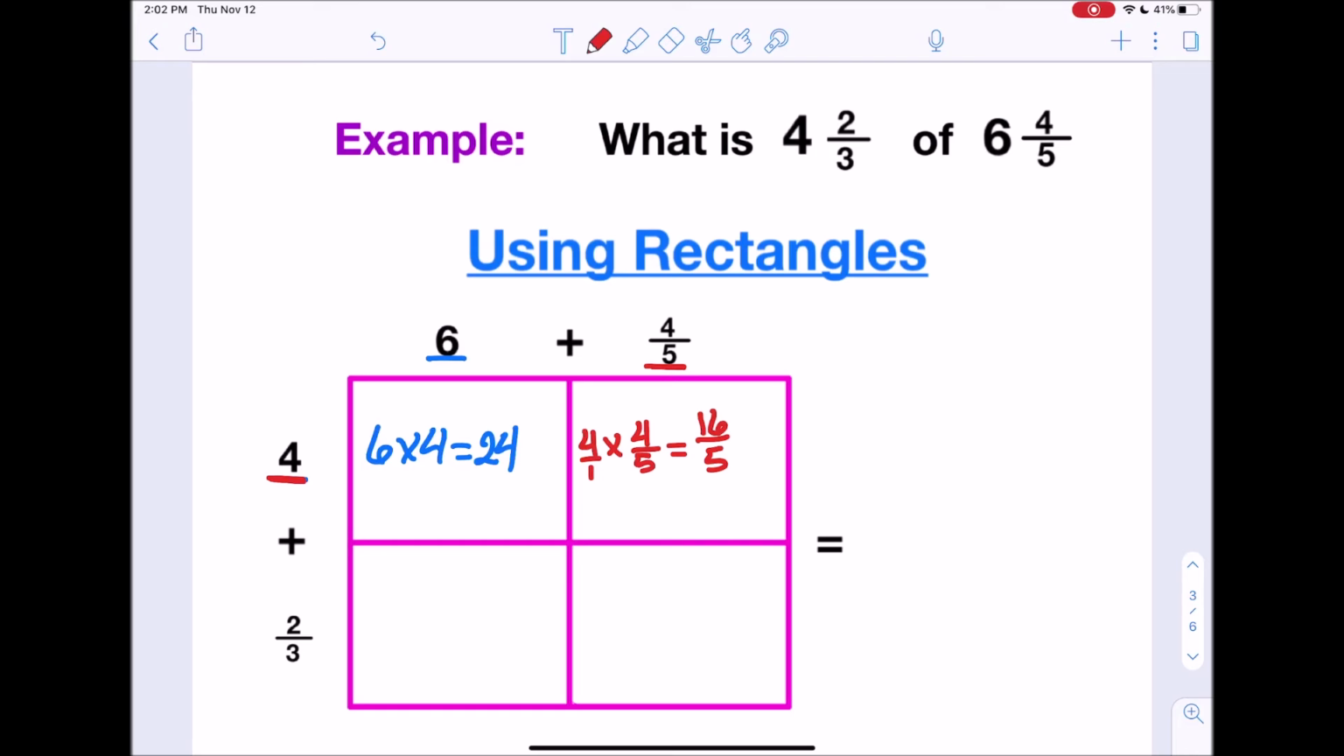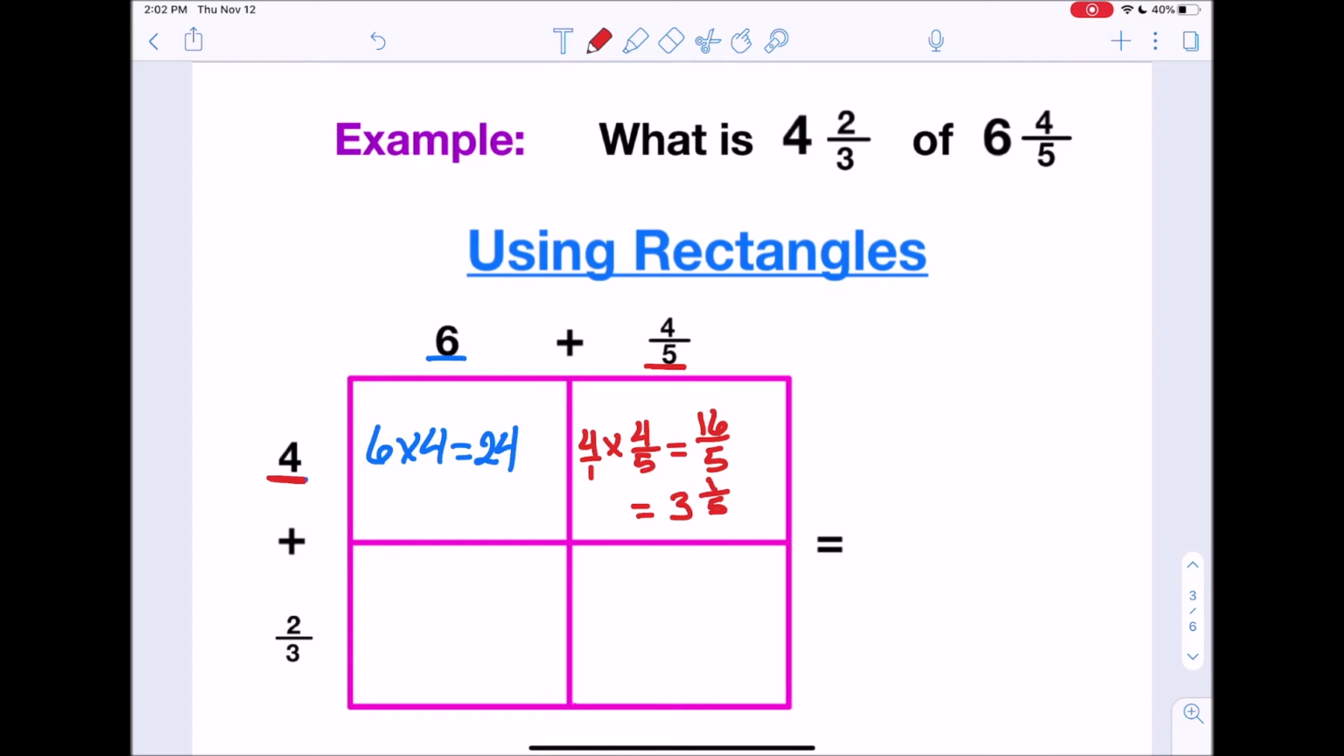Okay, now 16/5, we can leave that for now, but since it is an improper fraction, we're going to have to simplify later. Maybe we should simplify now. 5 goes into 16 3 times, which is 15, and you get 3 1/5 left over.